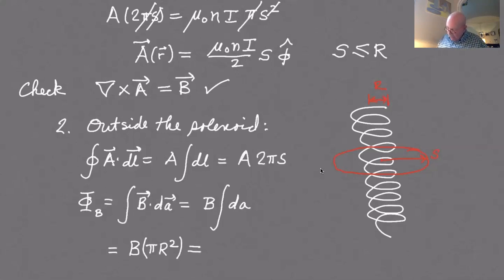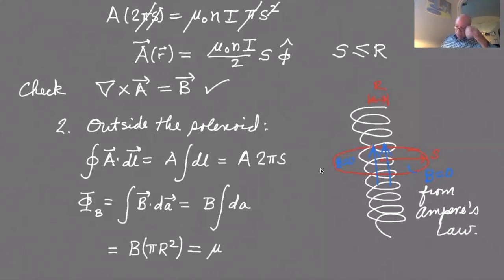And we know that the relevant B cutting through this area hasn't really changed at all, right? So there it is. There's no B out here, okay? So B is equal to 0. We got that before from Ampere's law, okay?